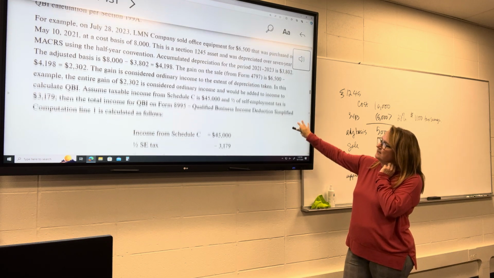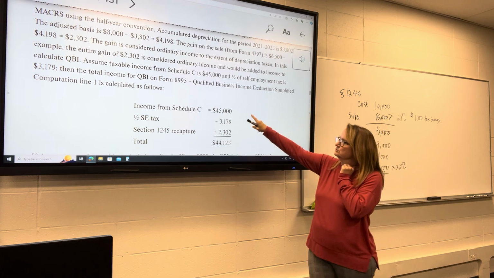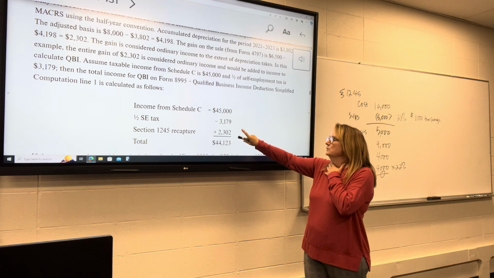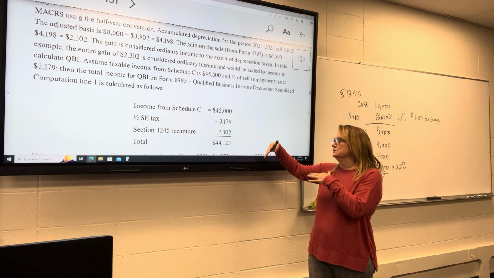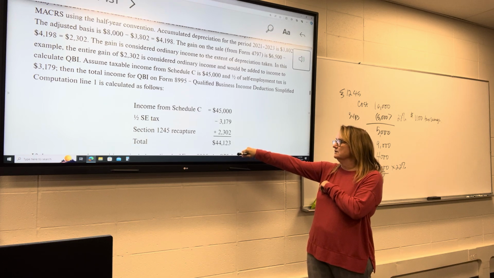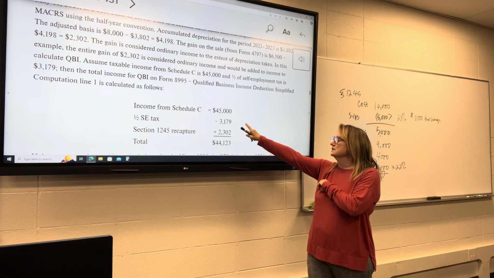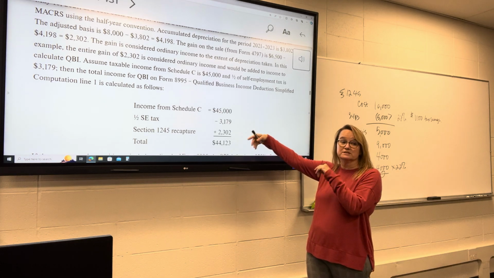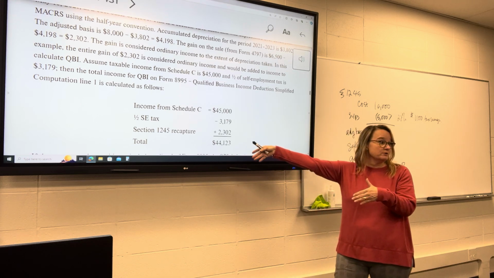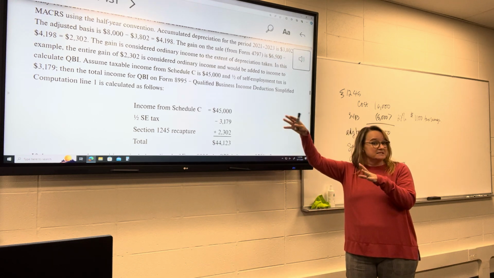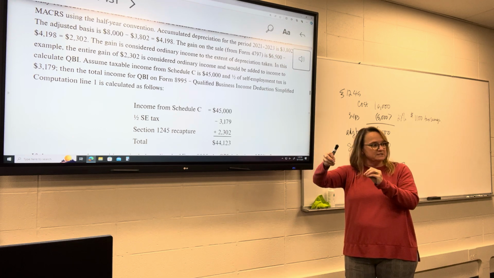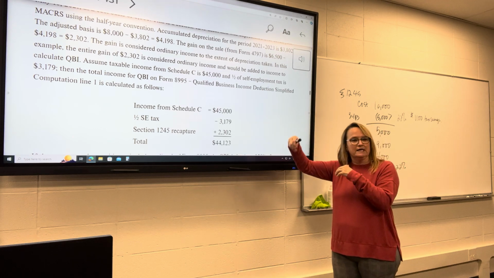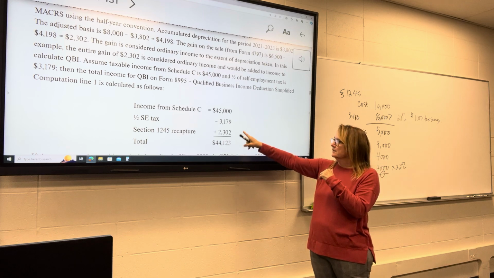So here's what that calculation would look like. We'd start with the Schedule C income. We'd subtract out, and this is for purposes of calculating QBI, so we'd be taking 20% of this amount, the self-employment tax, but we would add back the $2,302 because it's being taxed at ordinary tax rates and is included in the business. It's not showing up on the Schedule C, but it's part of the business income. So they're going to include it in the QBI calculation.